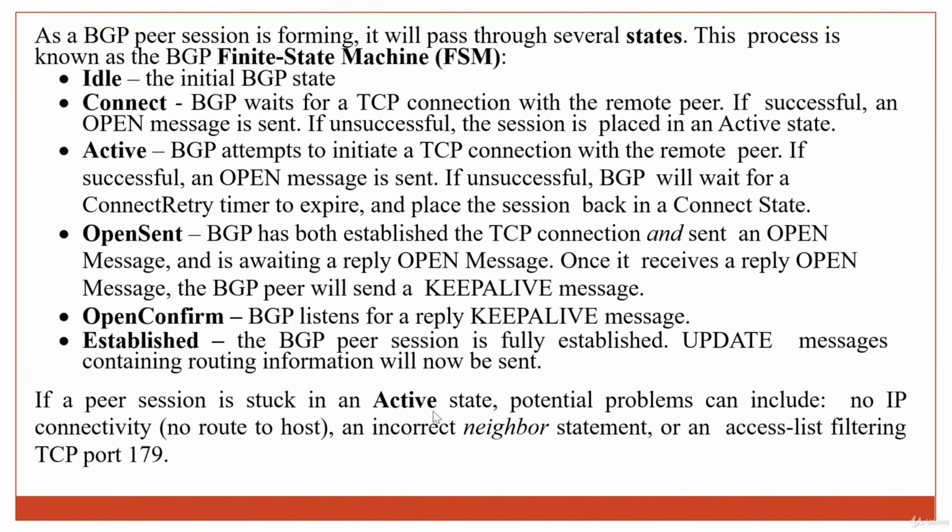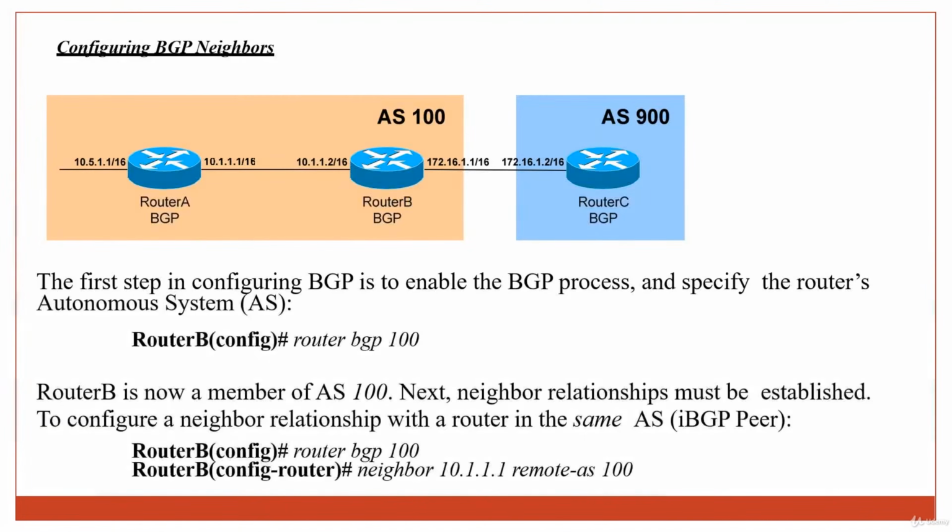Now if a peer is stuck in the active state, the potential problem may be that you have a password mismatch, maybe an ACL is blocking port number 179, maybe you have an incorrect AS, maybe you have an incorrect neighbor statement, and so on. So if it is stuck in the active state, that means it is not good. Correct? Then you have to troubleshoot and make this work.